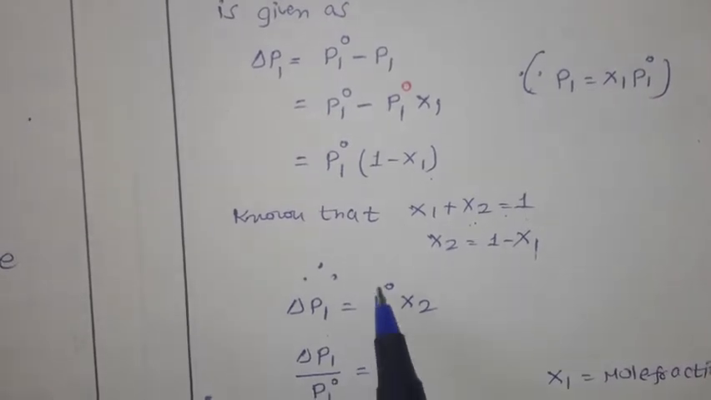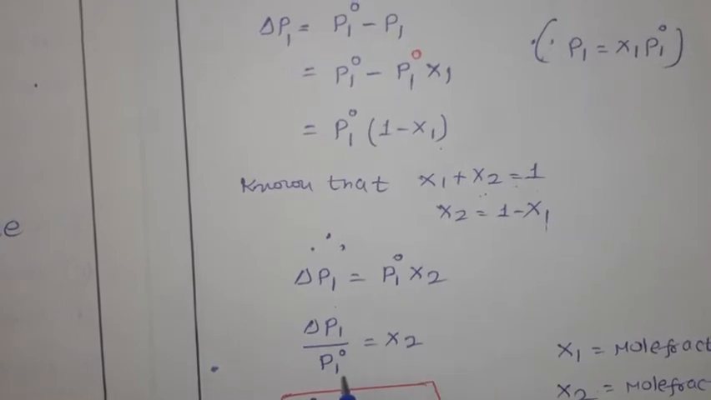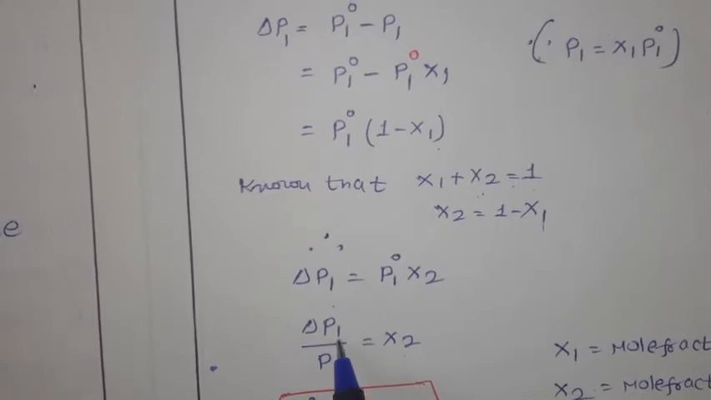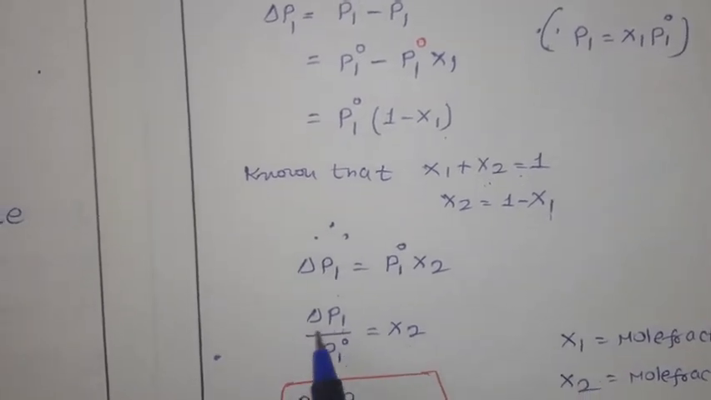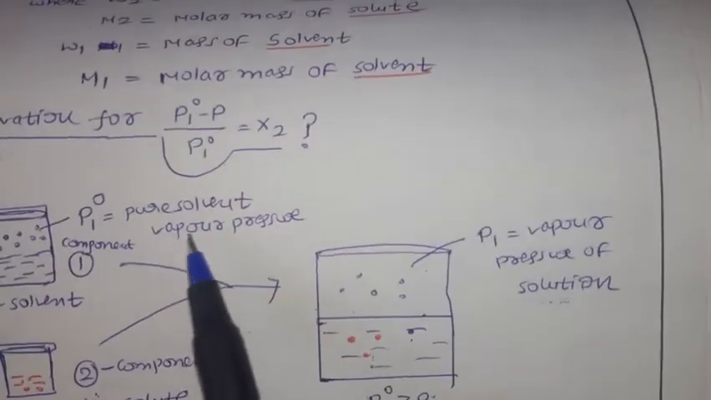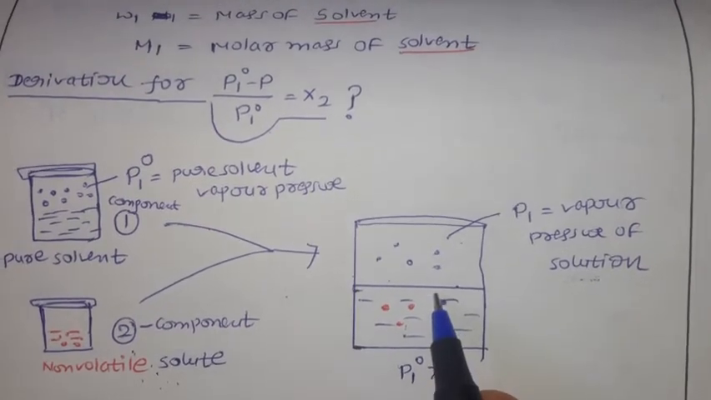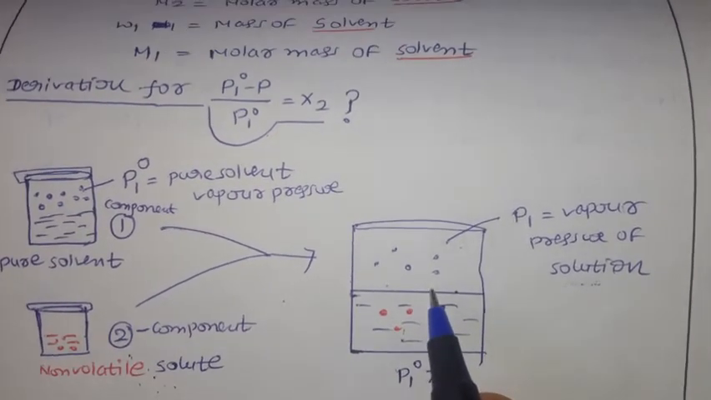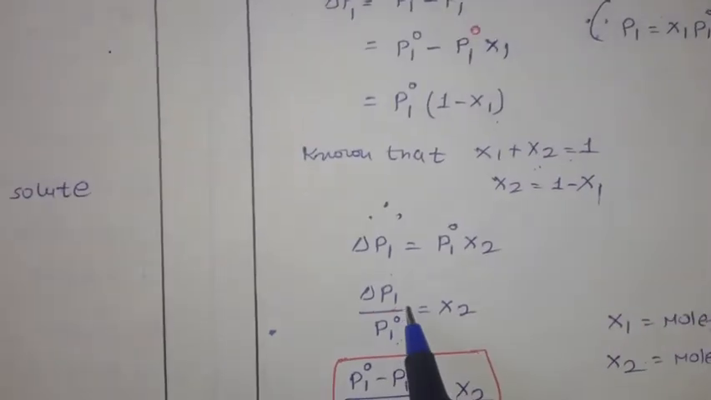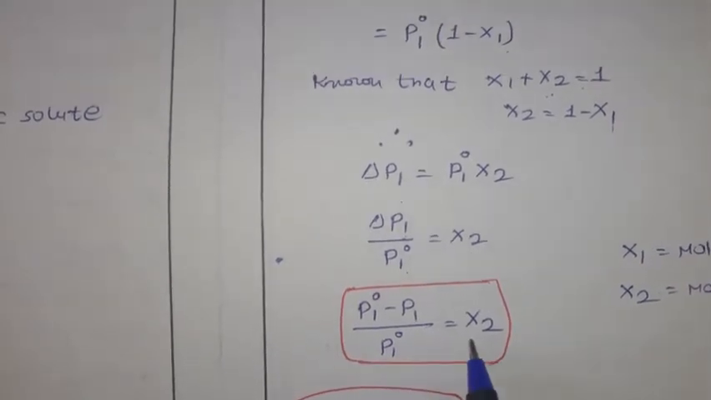Delta P1 equals P1 naught into x2. So delta P1 divided by P1 naught equals x2. Delta P is the lowering of vapor pressure. Now you can understand: when you add a non-volatile solute to a volatile solvent, there is a decrease in the vapor pressure, and that is called the lowering of vapor pressure. We show it as delta P1, which you can write as P1 naught minus P1 divided by P1 naught equals x2.